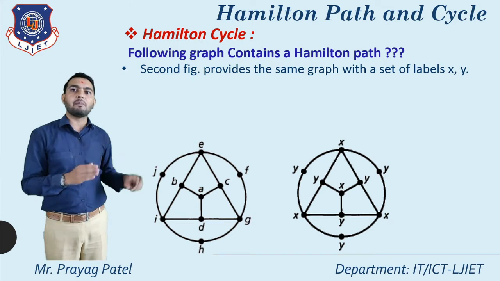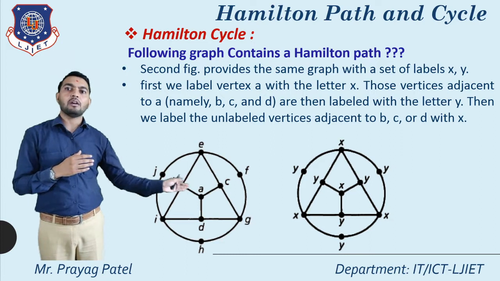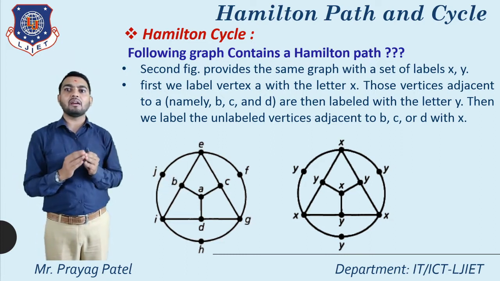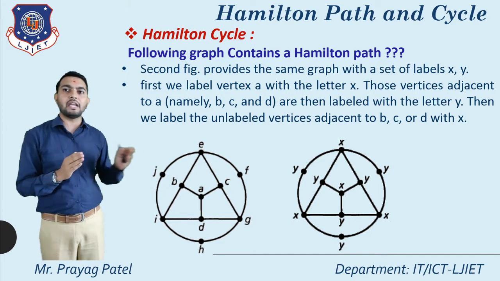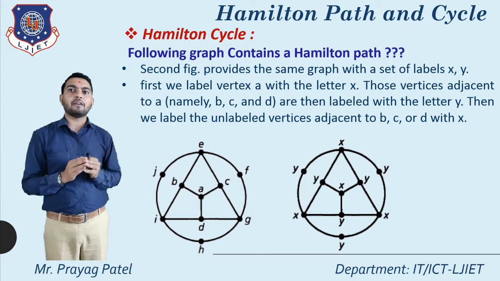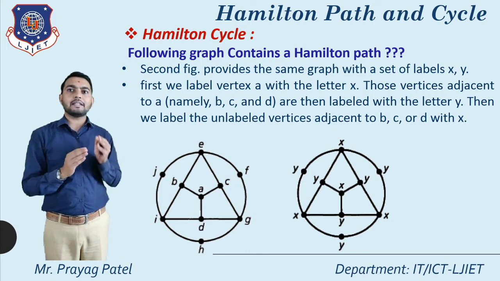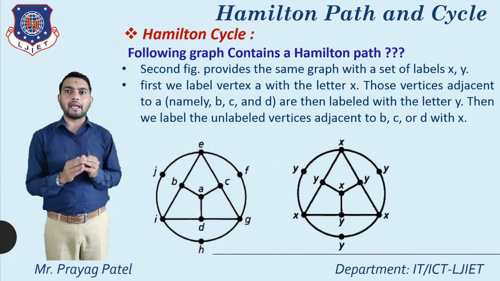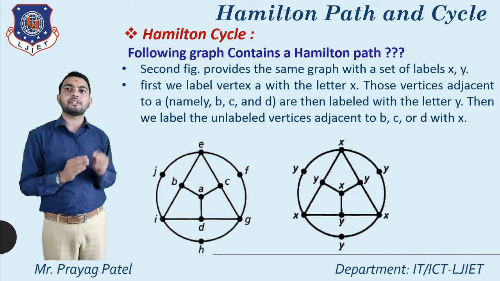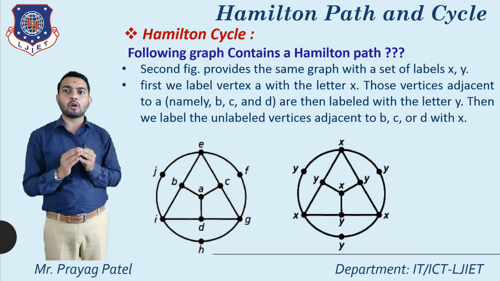Now we start the labeling from node A. Node A is an inner node. Node A has the variable name x, so in place of A, we write the variable name x. First we label the vertex A with the letter x. Those vertices adjacent to node A, namely B, C and D, are connected with the node A.